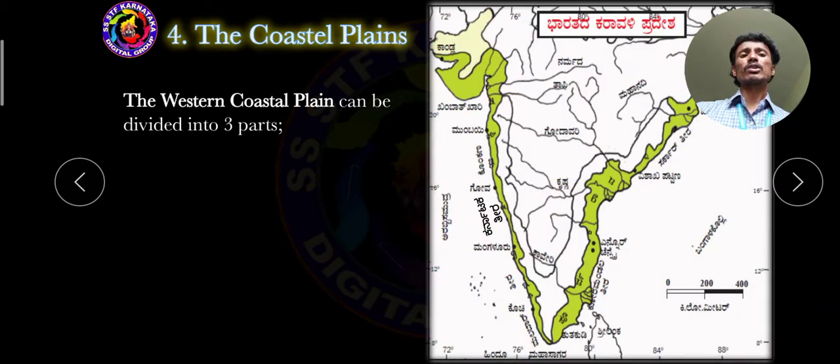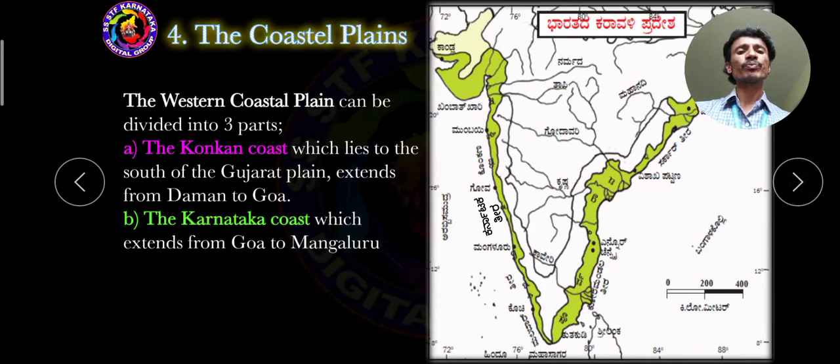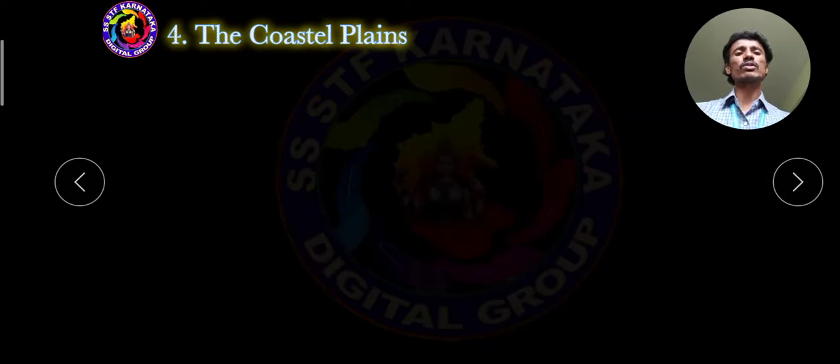Then the western coastal plain can be divided into three parts. Which are the three parts? The first one is the Konkan coast, from Daman to Goa. See, Mumbai, Daman to Goa. This is the Konkan coast. Then the Karnataka coast, Goa to Mangalore. Then another one, the Malabar coast, Mangalore to Kanyakumari. This is the Malabar coast. This is the western coastal plain.